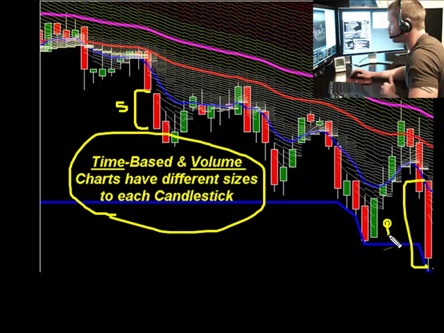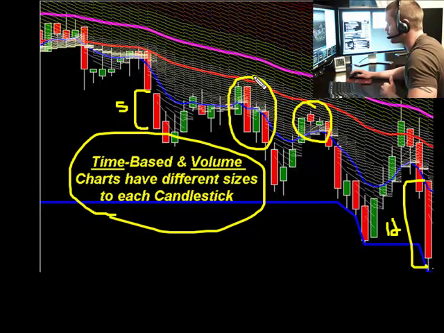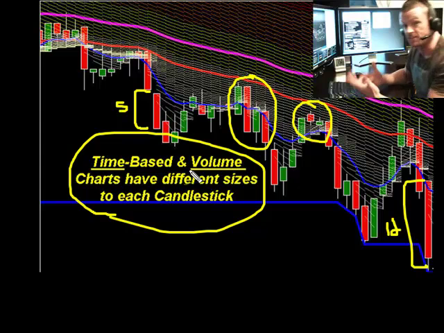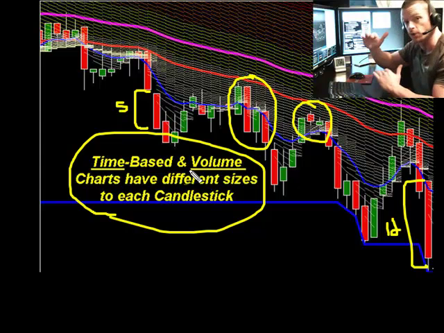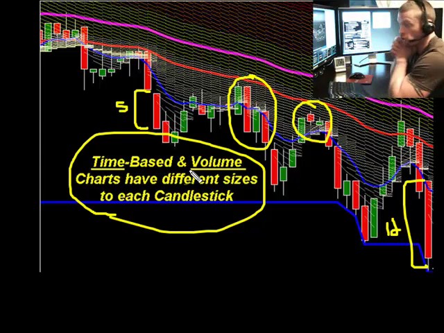Maybe as big as 12 or 15 ticks of range. Some may be as small here as 5 or 6 ticks, and some may be as large as 20 or 30 ticks, right? It's based on time and volume. So each candlestick may have a different size or a different range to them. And as you can see, right, it makes the chart look a whole lot sloppier. The patterns don't look as nice.